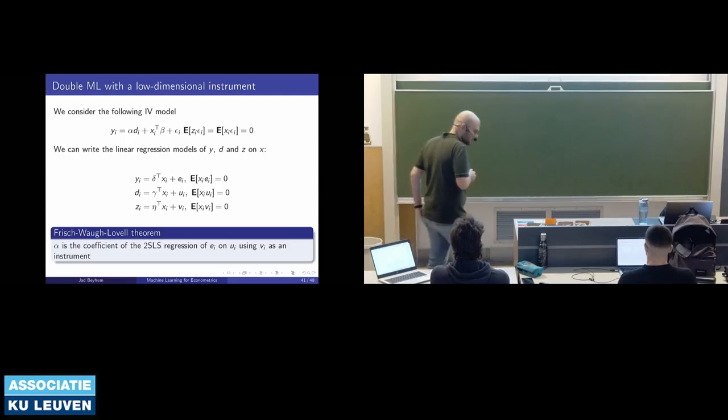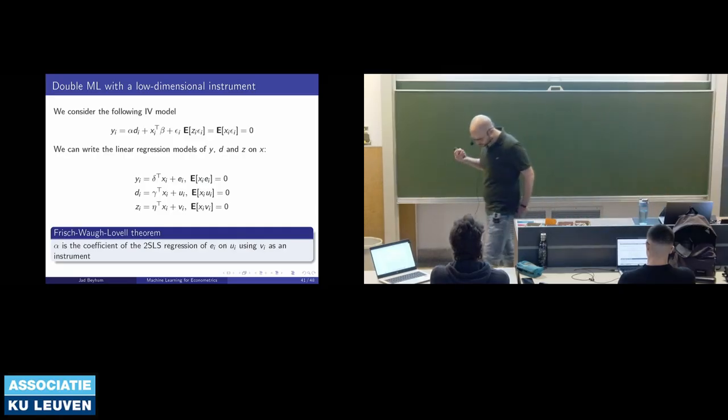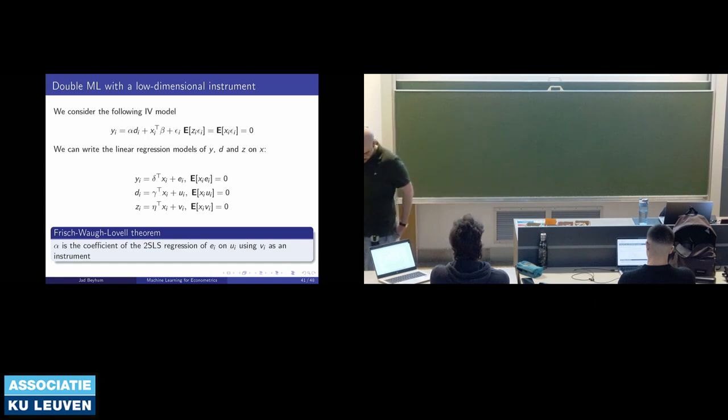Okay. So as for double selection, there is also an adaptation of double ML to this setting. And essentially, the adaptation of double ML also uses the Frisch-Waugh-Lovell theorem.